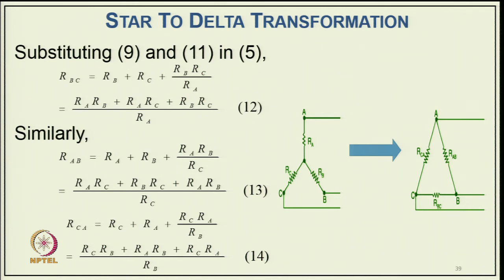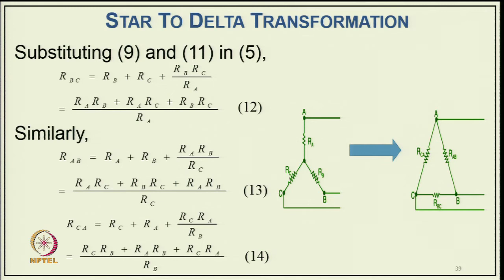So, RB plus RC plus RB RC divided by RA. If we are finding RBC, the branch which is connected between B and C, we have to take the sets of two resistances, RA RB plus RA RC plus RB RC, divided by RA, which is the resistance connected between the star point and A, that is RA. Similarly, RBC will also be RA plus RB plus RA into RB by RC.